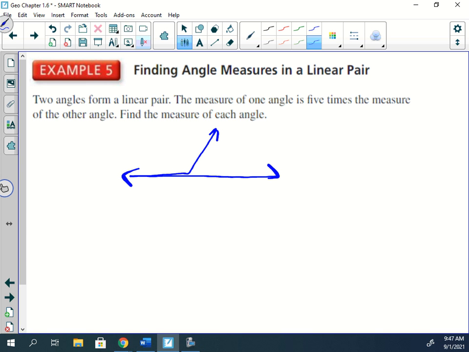The measure of one angle is 5 times the measure of the other. So one of our angles we would say is what? And the other is? One angle is 5 times the measure of the other. One is going to be x and the other is going to be 5x. So we can say 5x plus x is equal to 180, because I do know those two angles add together to be.